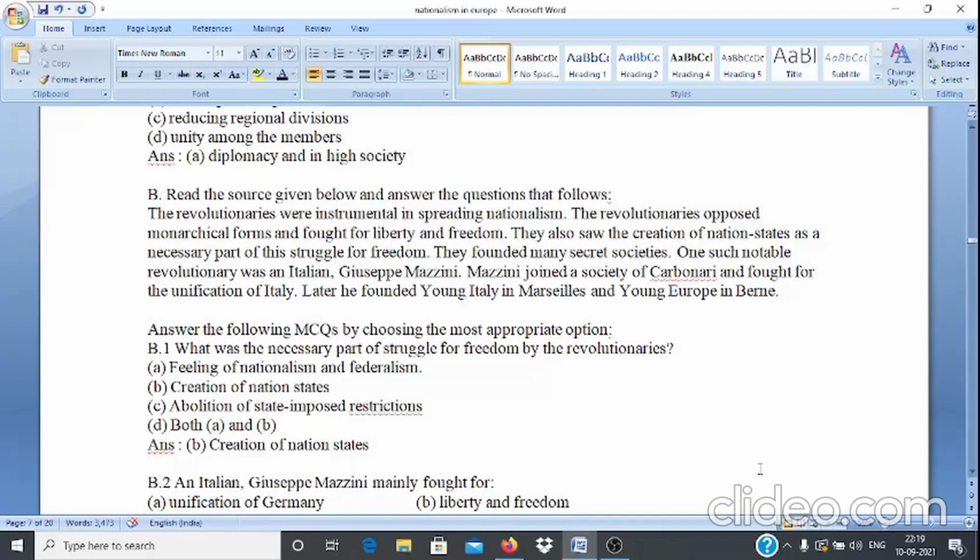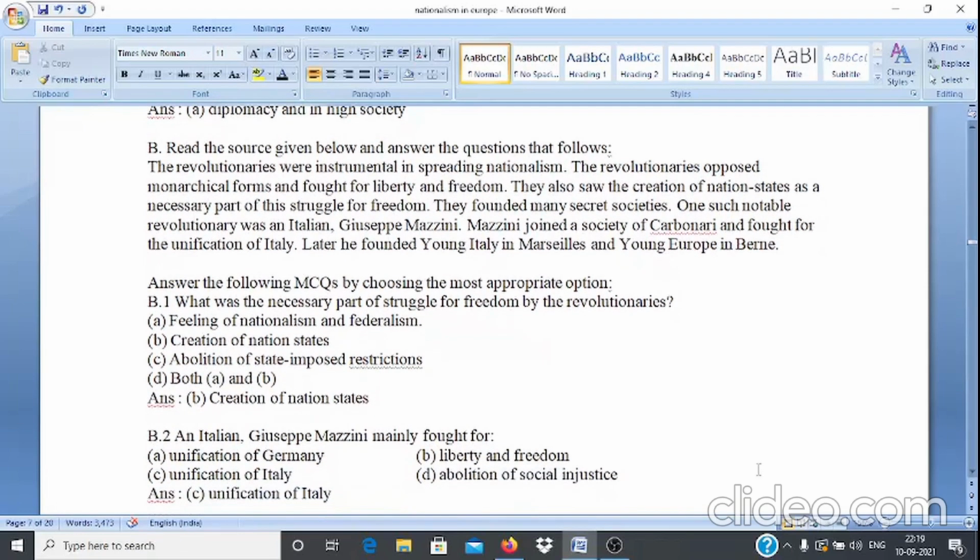What was the necessary part of struggle for freedom by the revolutionaries? Options are A. Feeling of nationalism and federalism. B. Creation of nation states. C. Abolition of state imposed restrictions. And D. Both A and B. And answer is B, that is creation of nation states. Second question.